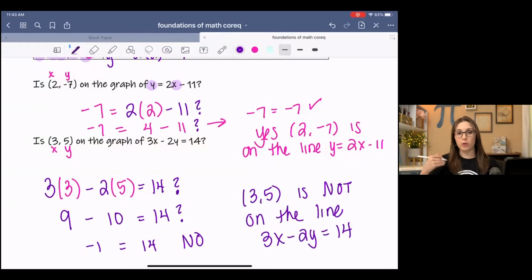So again, if we were to do a table of values for this linear equation, we would not find 3, 5 in that table of values. Or if we were to draw the line on a graph, we would not see that point on the line.